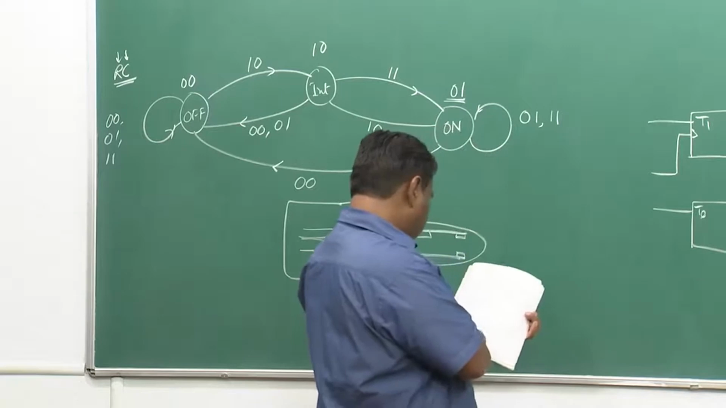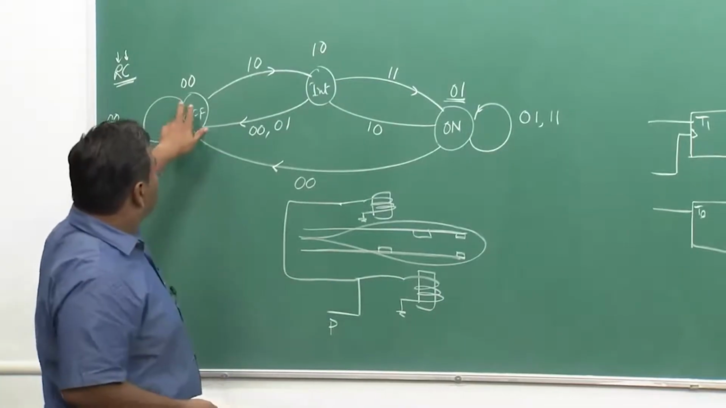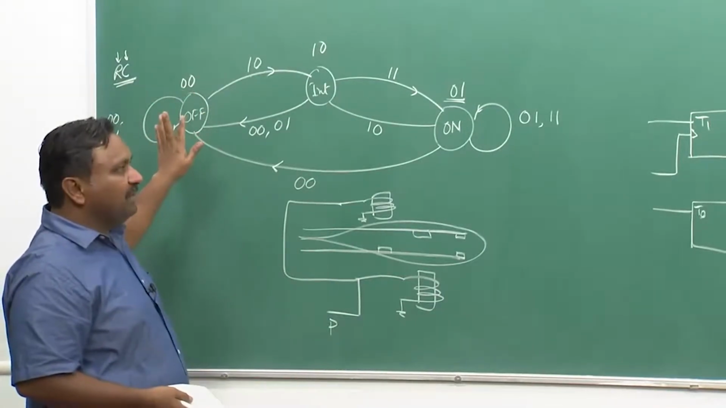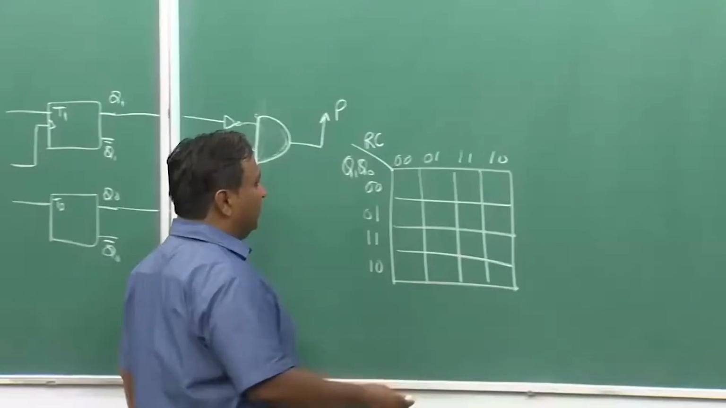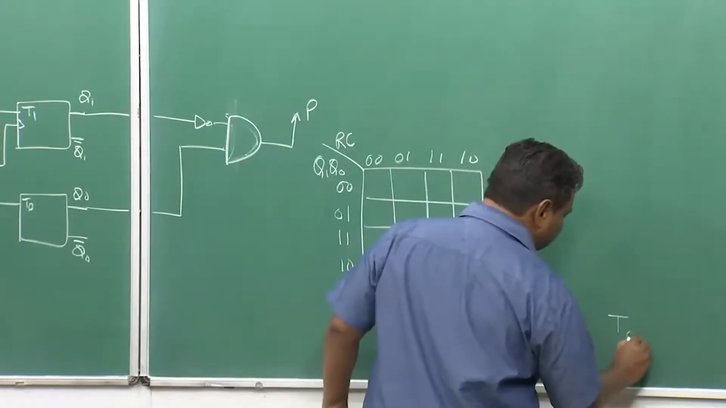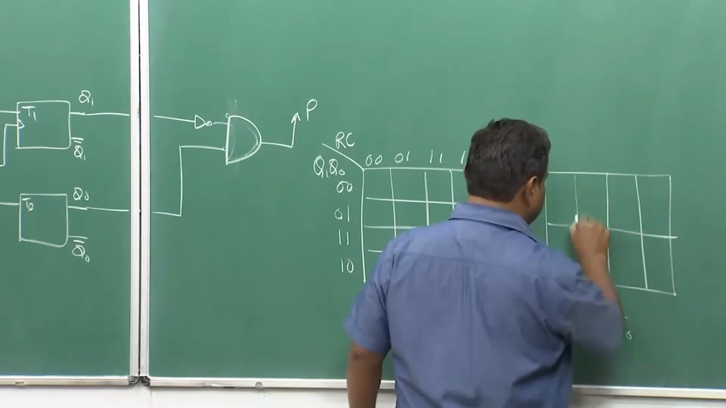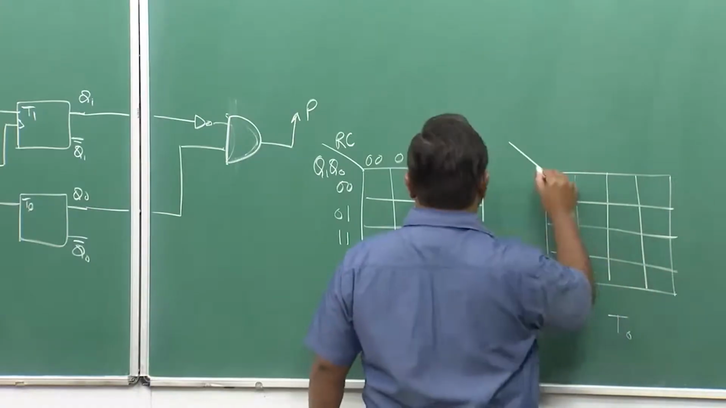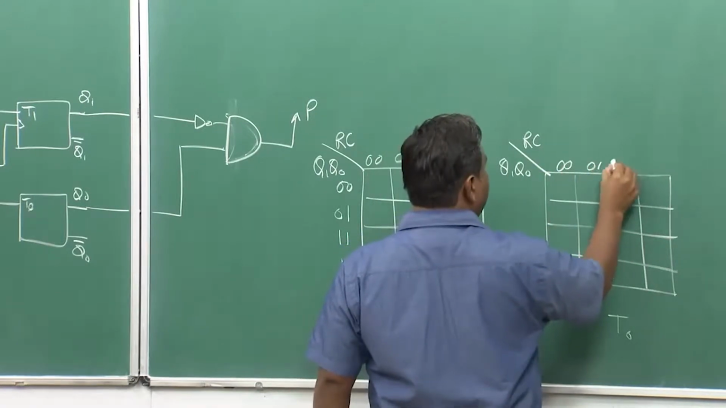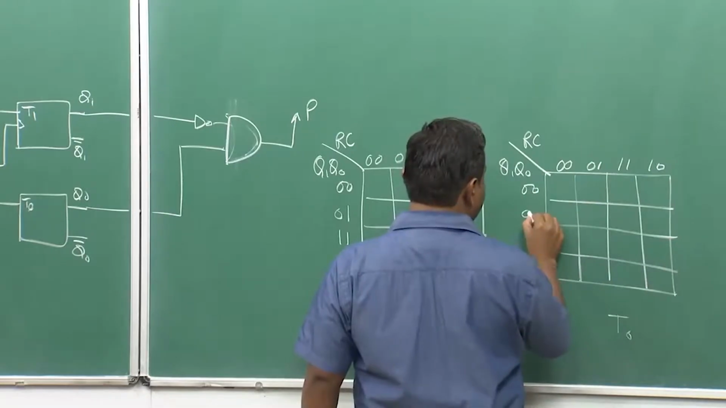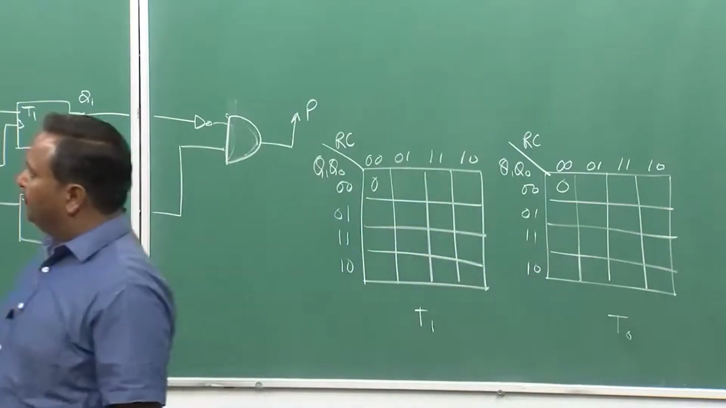So, what does it mean? That from off you are coming back to off state. So, you are in 0 0 state, so there should not be any toggling. So, both toggles T1 and T0 have to be 0 0. So, I require 2 of them. So, one is for T1, other one is for T0. So, I have to put a 0 here, 0 because there is no toggling required, okay.